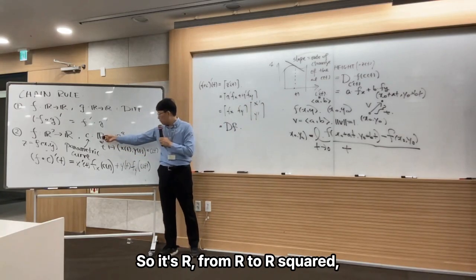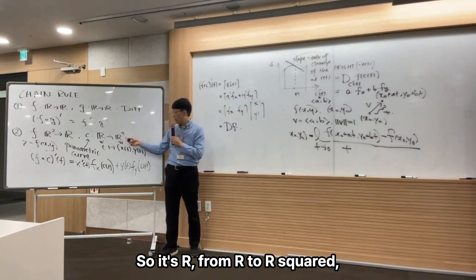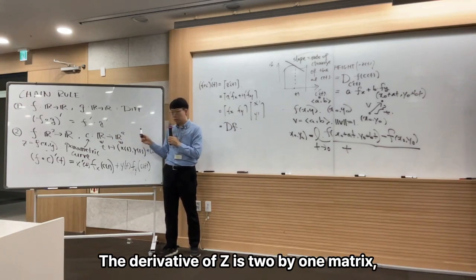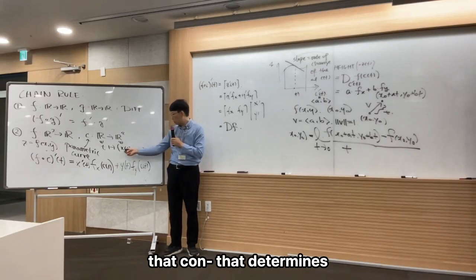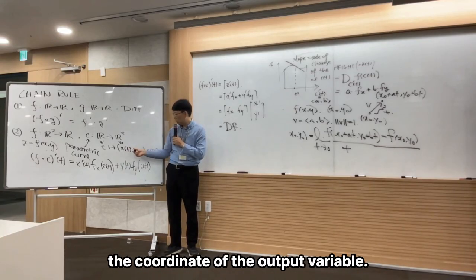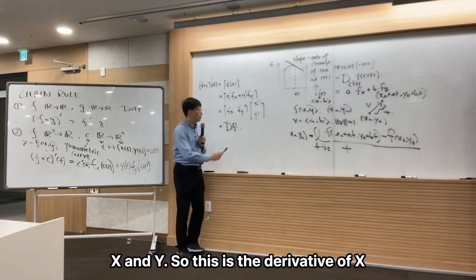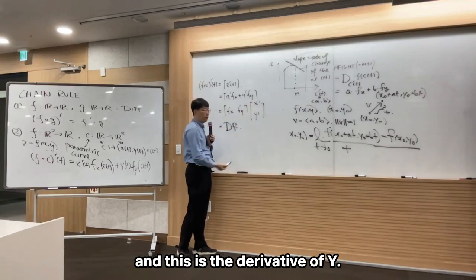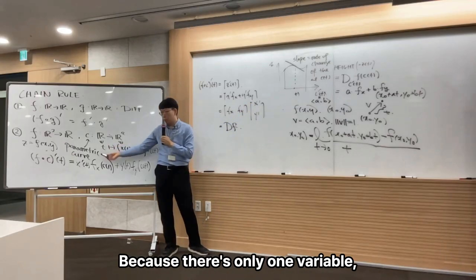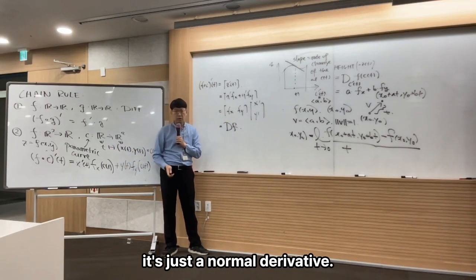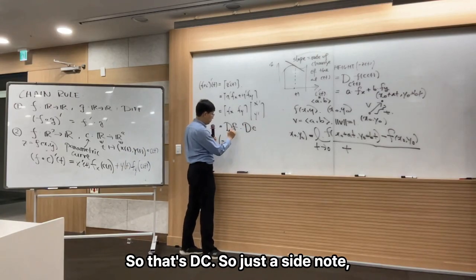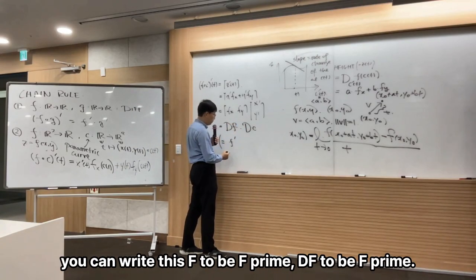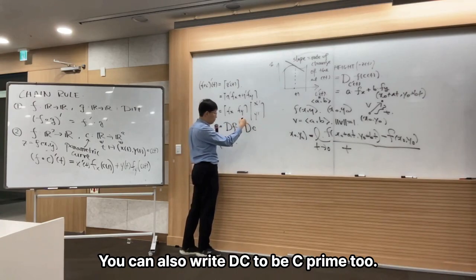So it's from R to R², so it's a 2-by-1 matrix. The derivative of c is a 2-by-1 matrix, and it has two functions that determine the coordinates of the output variable, the x and y. So this is the derivative of x and this is the derivative of y. Because there's only one variable, it's not a partial derivative, it's just a normal derivative. So that's dc. Just a side note, you can write df to be f prime. You can also write dc to be c prime too.